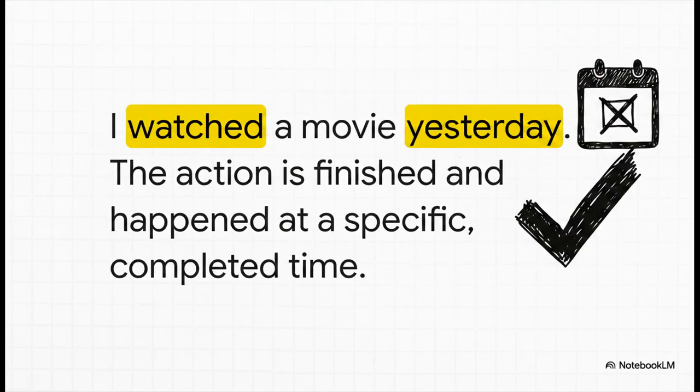First up, the past simple. I watched a movie yesterday. The action is finished, it's done, and we know exactly when it happened. That key word, yesterday, tells us it's a specific, completed point in the past.